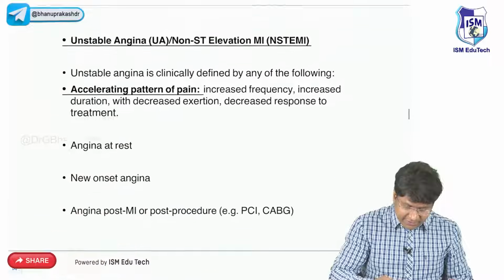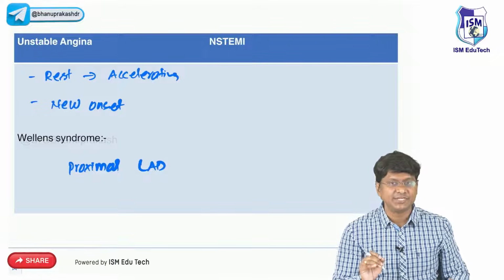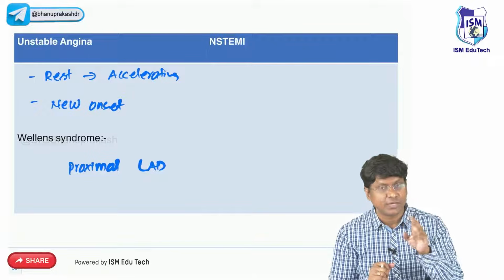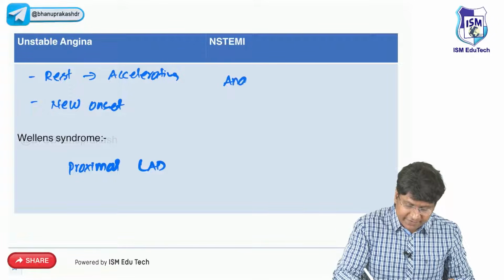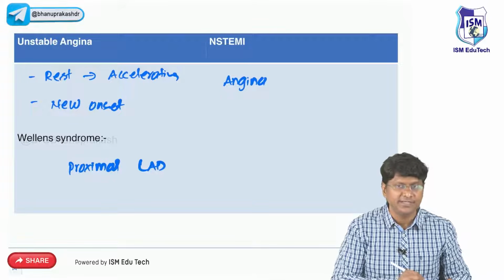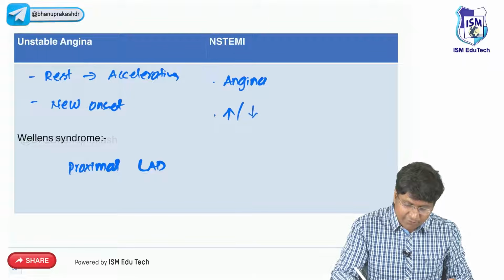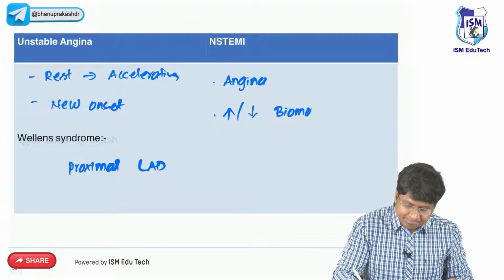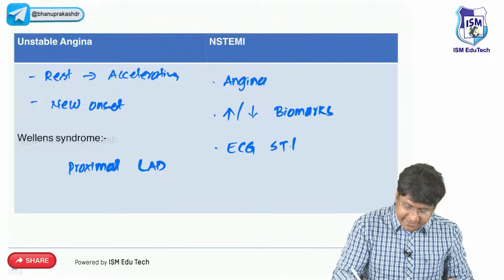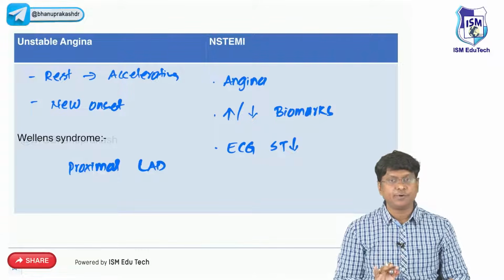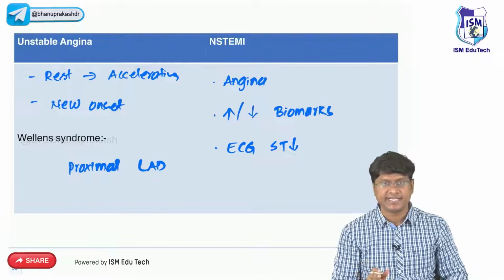Next, so that was about unstable angina. Then NSTEMI, so non-ST elevation MI. Three important points are there. Out of these, if two are there, we can consider it as NSTEMI. First and foremost, angina, which can be there at rest. Then there will be rise and fall of the cardiac biomarkers, right? And the ECG will show ST segment depression. So these are the three important points. Out of three, if at least two are there, we can consider it as non-ST elevation MI.